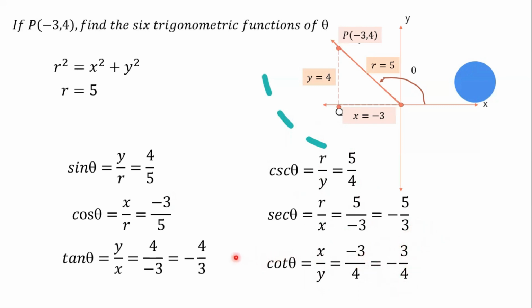So that's it for the six trigonometric functions of the angle where point P, negative 3, 4 lies on the terminal side of the angle.